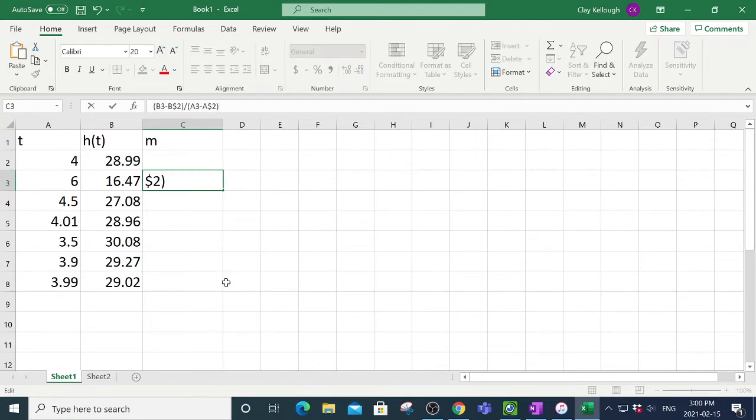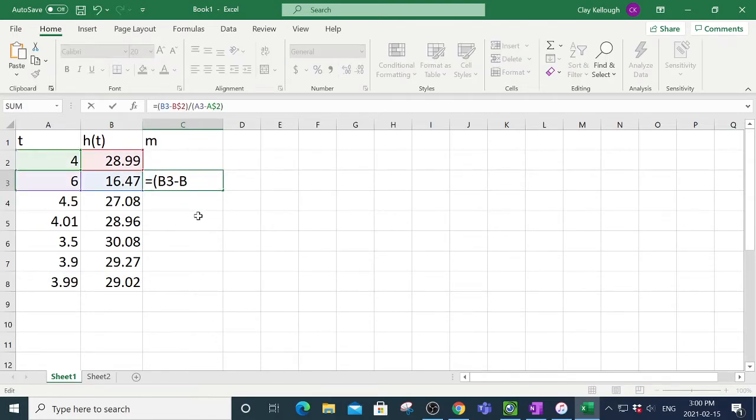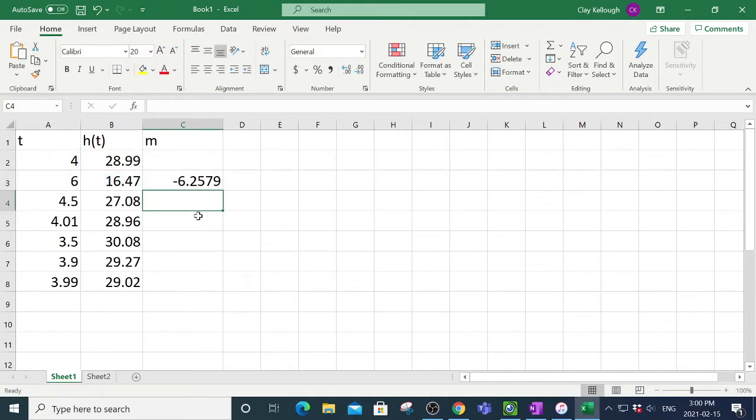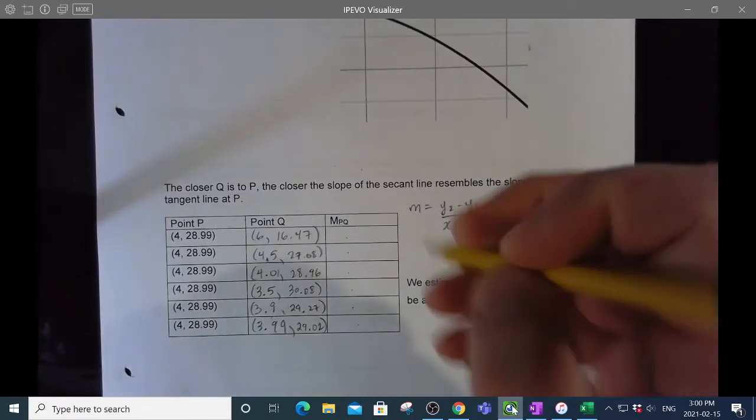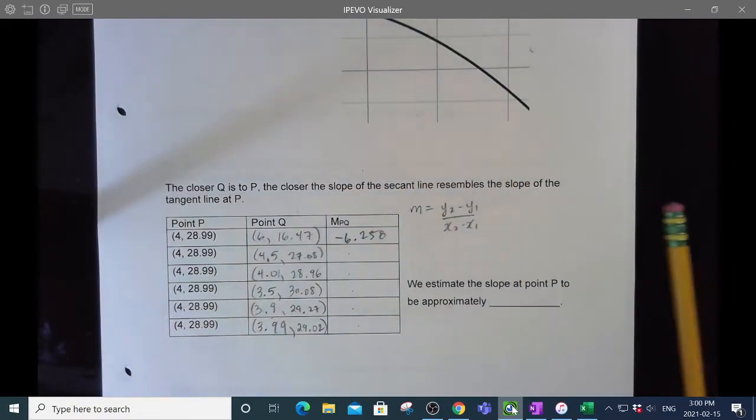So again, I hit enter, and, oh wait a minute, what happened? Oh, whoops, I forgot the equal sign. That's what happened. Equals, that's better. Now I hit my enter sign. There we go. And that was the number that you should remember from the notes that I filled in right here. My slope was negative 6.258, right? And that's how I filled that in.